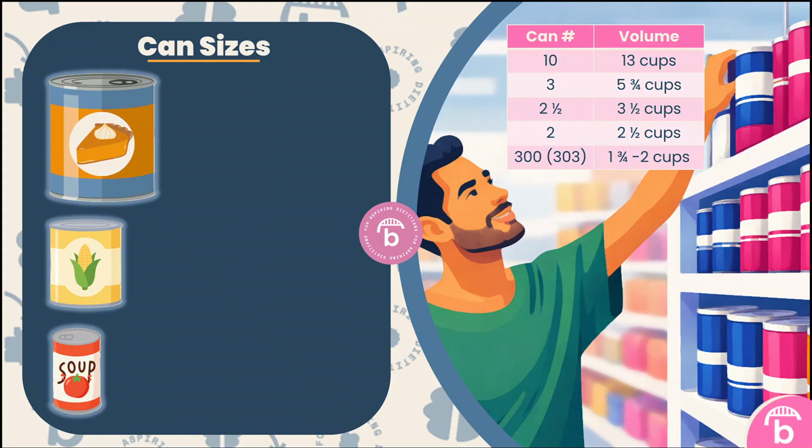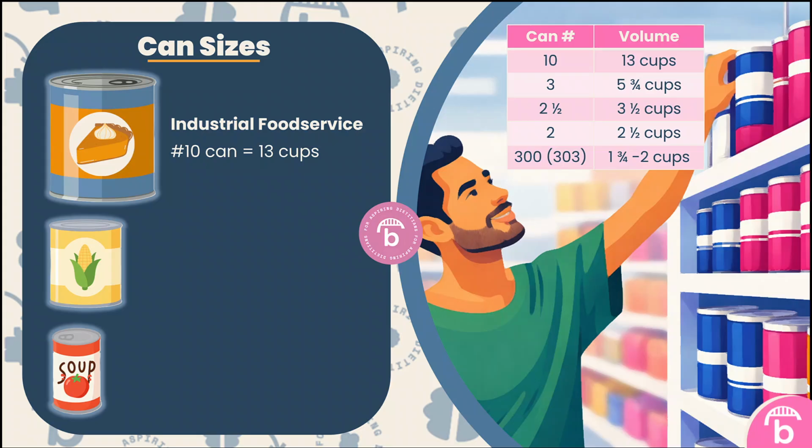The larger the can number, the higher the volume. The 10 can, for instance, has the largest volume. The higher the can number, the larger the volume. But there are a few exceptions, so let's break it down by what you actually need to memorize. Starting with the number 10 can. This is the big one.